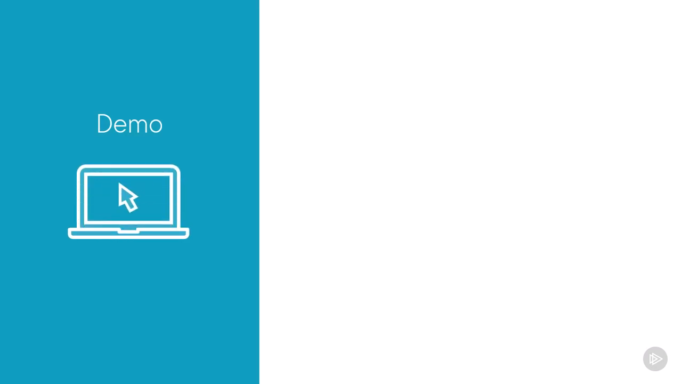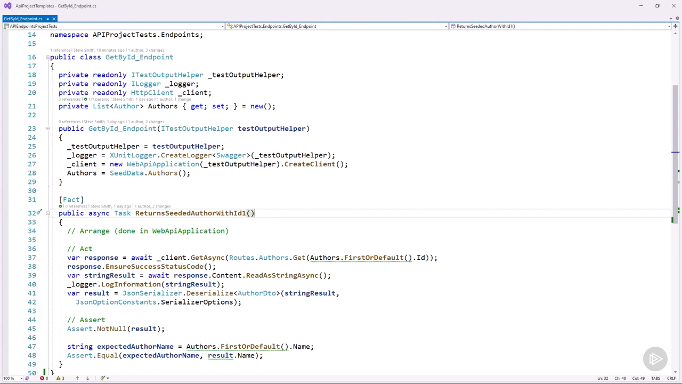Now let's take a look at how to refactor our tests to use helpers and make them more concise and consistent. We're going to return to our getById endpoint test that we saw earlier. In it you can see that we've taken the arrange step and ensured that everything there is being done inside the Web API application. So we can't really simplify the arrange any more than we already have.